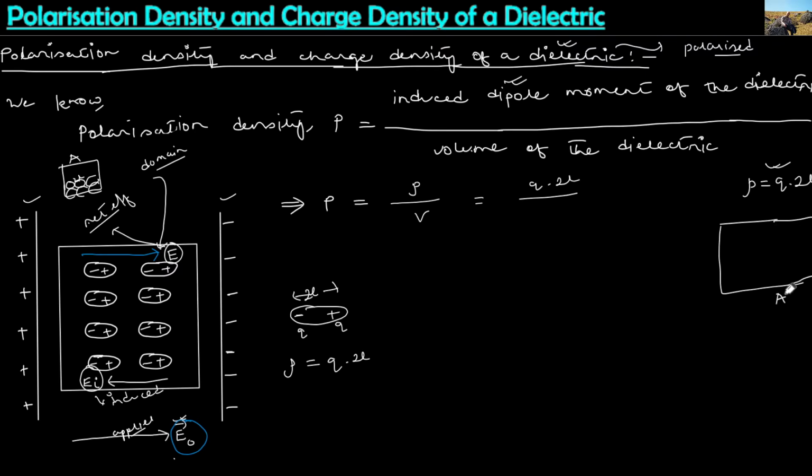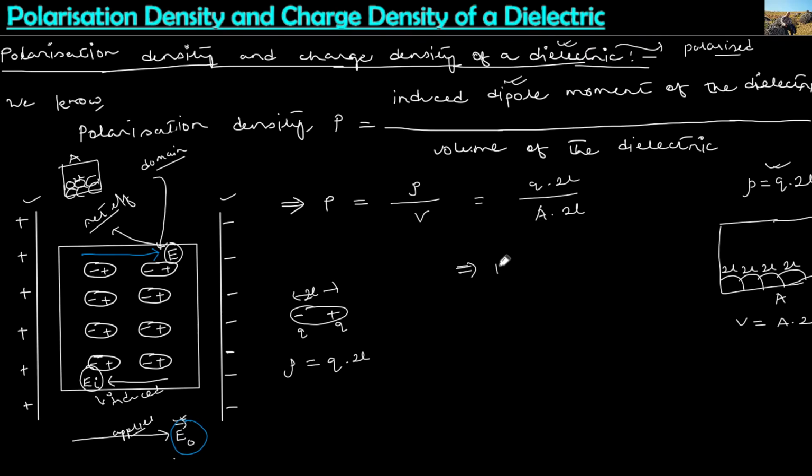Again, if I consider this dielectric, if A is the area of the dielectric, and if I multiply it with the length of all those dipoles, all these dipoles will be having the dipole length of twice L. So if I multiply the area of the dielectric with the length of each dipole, that will give you your volume V. So volume V will be equal to A times twice L. So from here, it is evident that 2L and 2L will be cancelled.